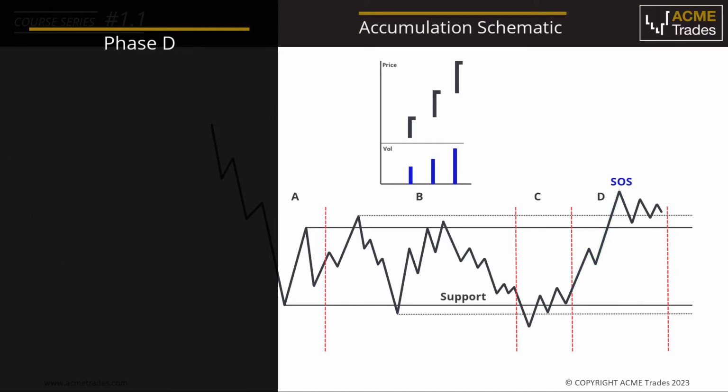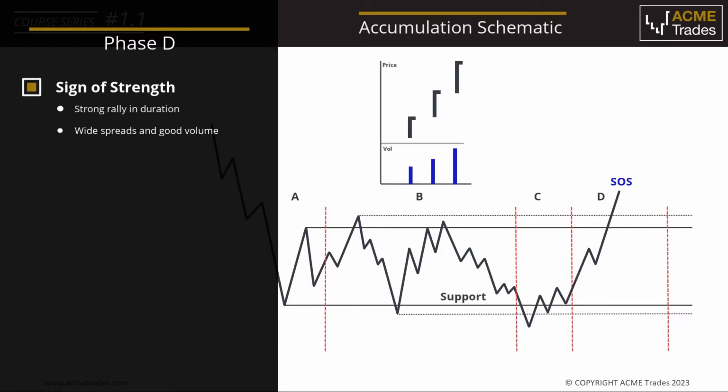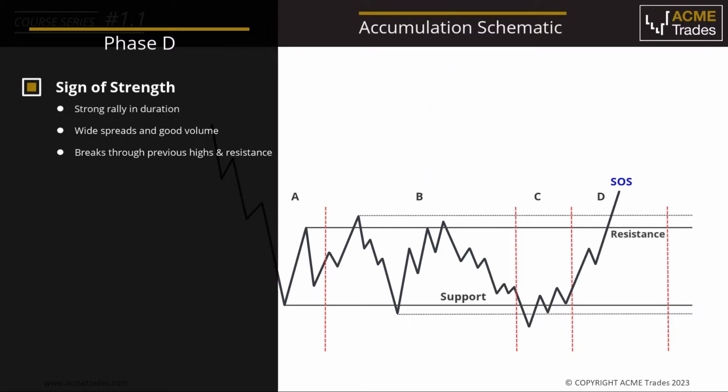Evidence of this can be seen by a rally known as a sign of strength. It's a strong rally in duration and decent price action with wide spreads and good volume that breaks through previous highs and the resistance from the accumulation structure. And it breaks into new highs.